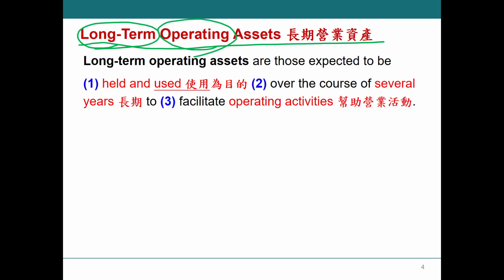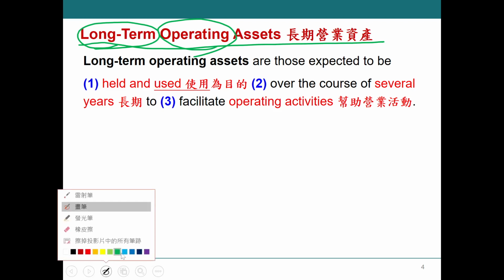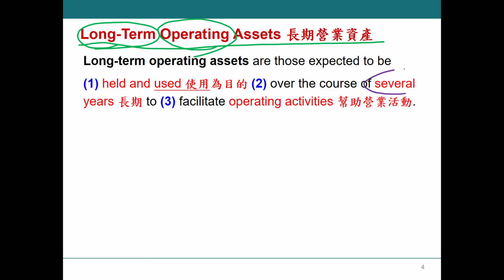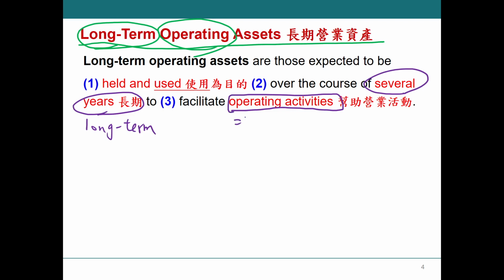Okay? So based on that, what are the definitions we have? Long term, right? We are going to use it more than 1 year. That's why I told you we use them for several years, because it's long term. Also, operating assets. We use that to help us do operating activities, only for operating activities. It means to help your company earn revenues from customers.